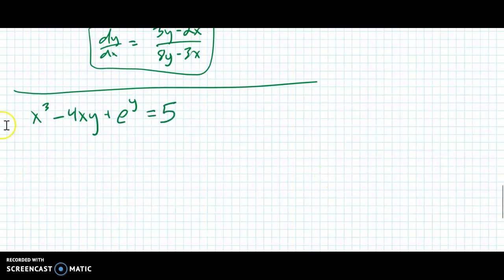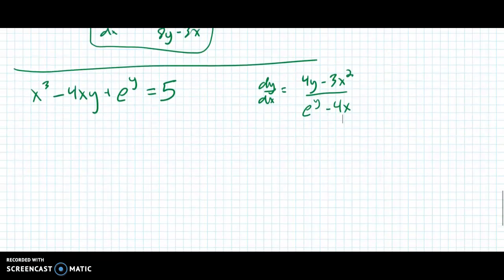I want you to find the slope at any point on this curve. So find dy/dx for this curve. I would like you here to pause and try it, and then I'll pop the answer up for you. So pause it. All right, the answer is going to show up in a moment. Okay, so you should get this: 4y minus 3x squared all over e to the y minus 4x. Now, let me show you where that comes from.